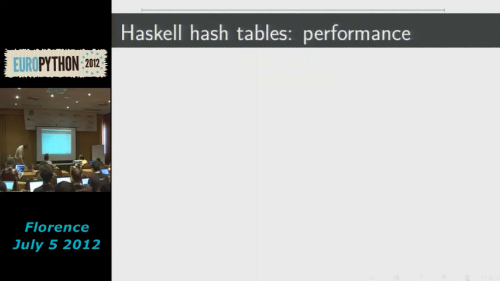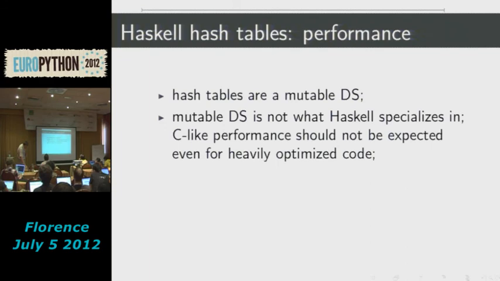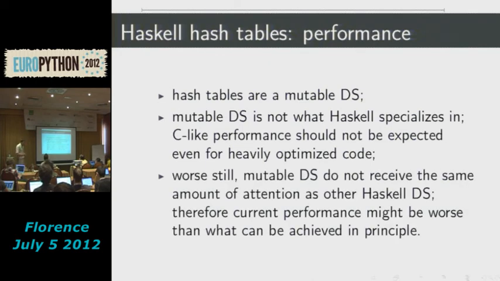So, there was this big war online about hash tables and Haskell. So I decided to venture and investigate it myself to see for myself what's true, what isn't. So hash tables are a mutable data structure, and therefore mutable data structures are not what Haskell specializes in. And a priori, C-like performance should not be expected if you implement a hash table in Haskell, even for very heavily optimized code. And worse still, since Haskellers do not choose to use hash tables, that part of the code base doesn't get a lot of attention in optimizations. So even though they can be faster, the current performance of them might be slower than what could theoretically be achieved.